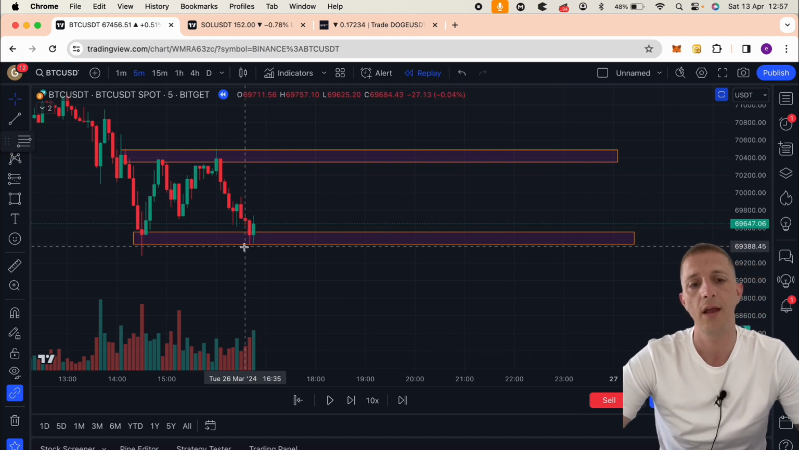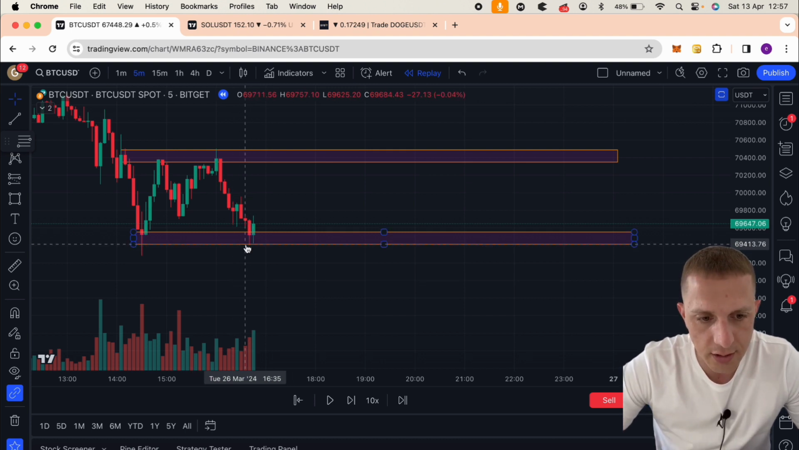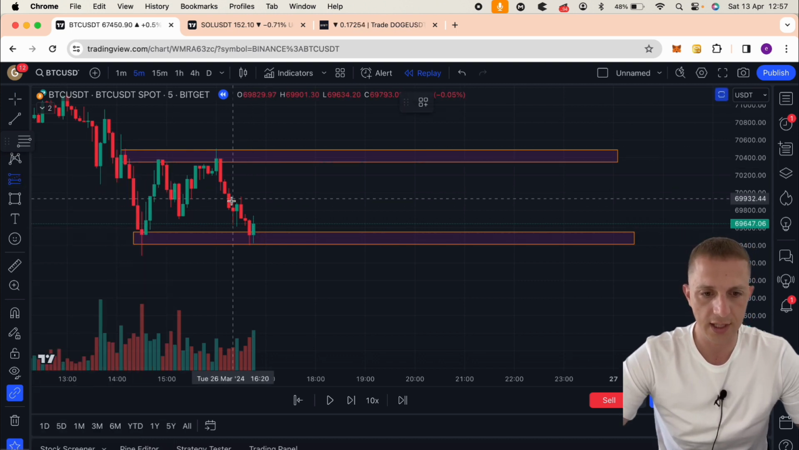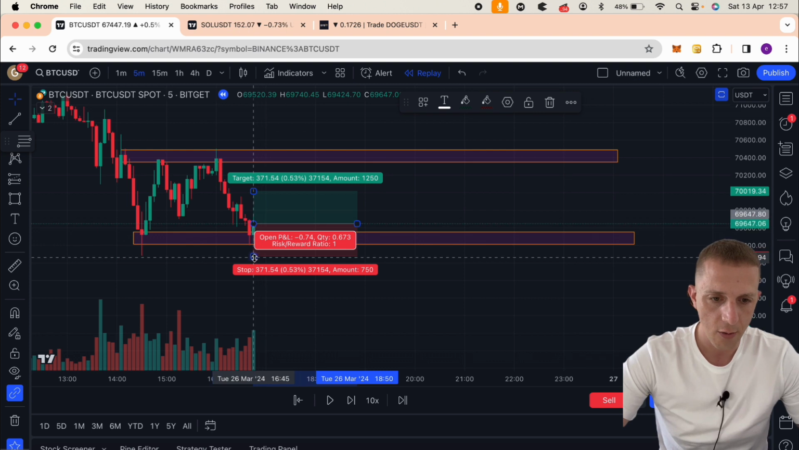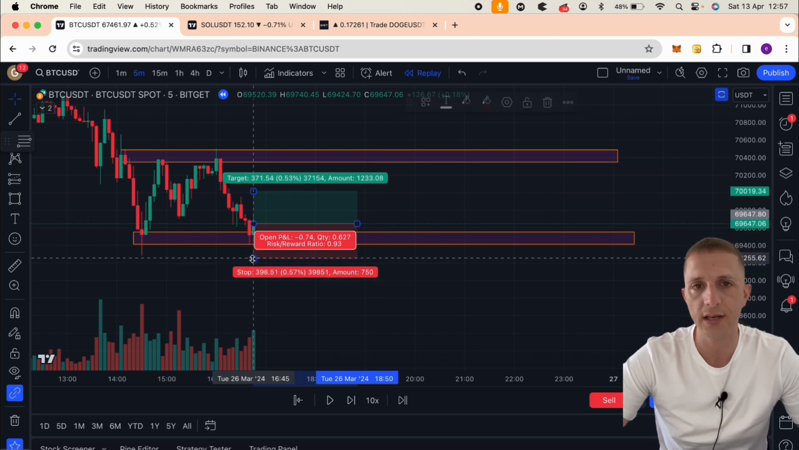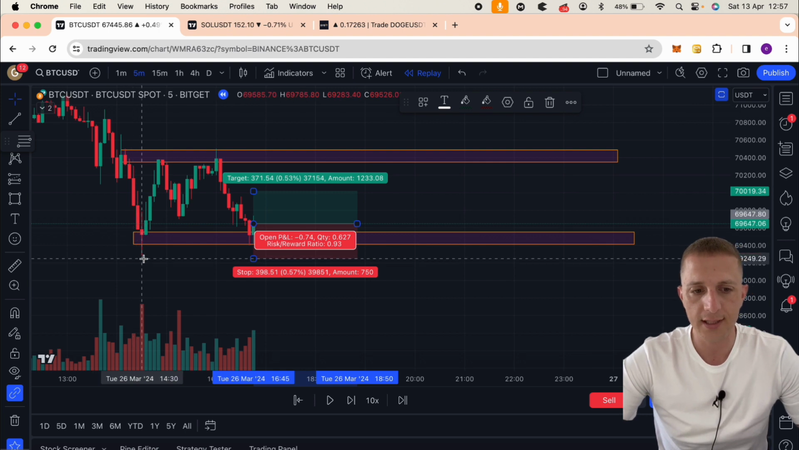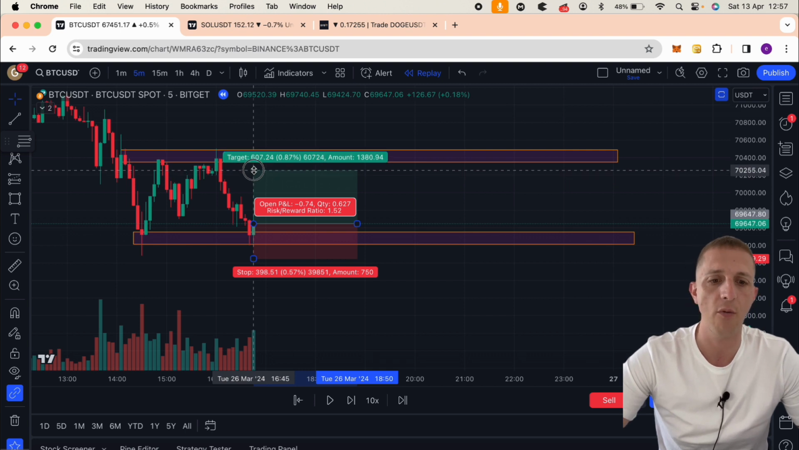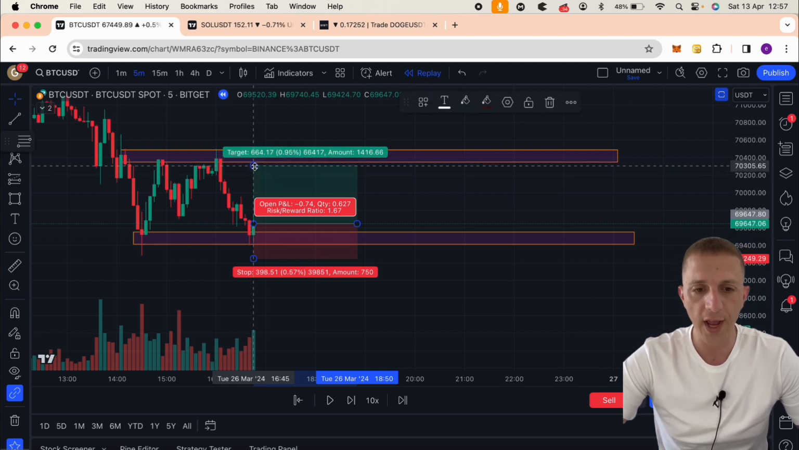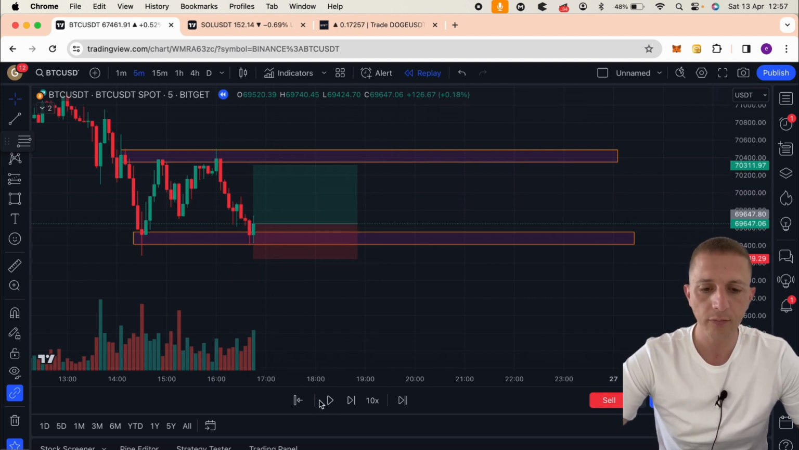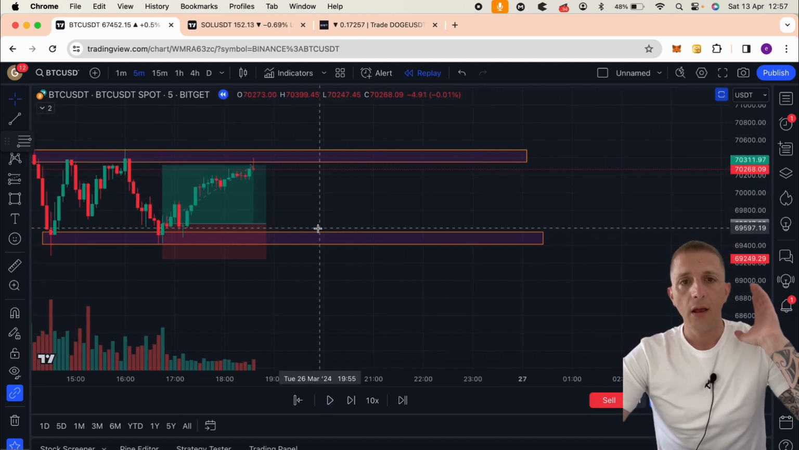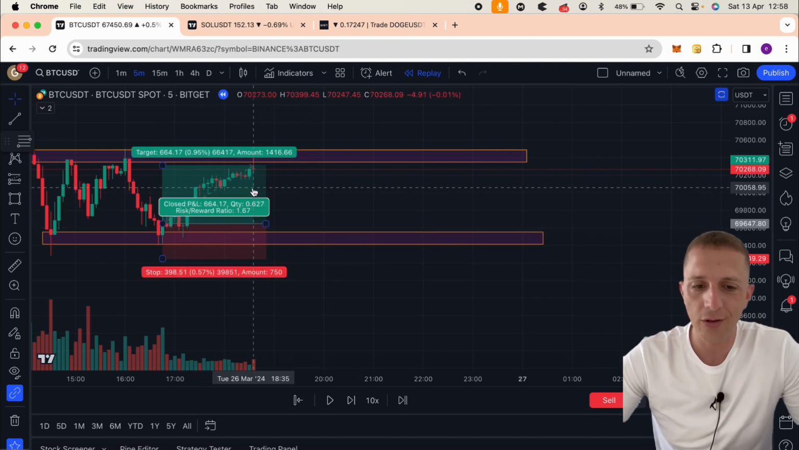So we see the pullback here, it touched perfectly, and then it had a nice, beautiful rejection. So in this case we can enter from here, we can enter a long position and place our stop loss below the last long red wick candle, and for our take profit we are trying to have around a 1 to 2 risk reward ratio, but since this is fast scalping, we can take every profit we can. So as we can see, we smashed our profit, but it's not finished, because you can do this strategy multiple times.